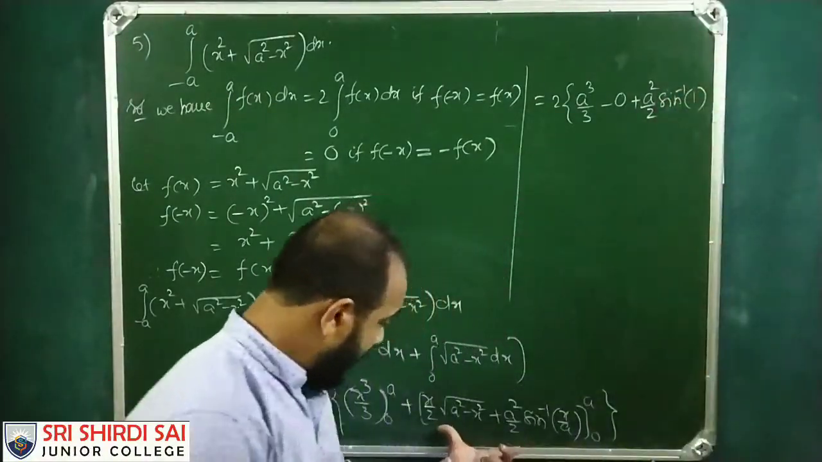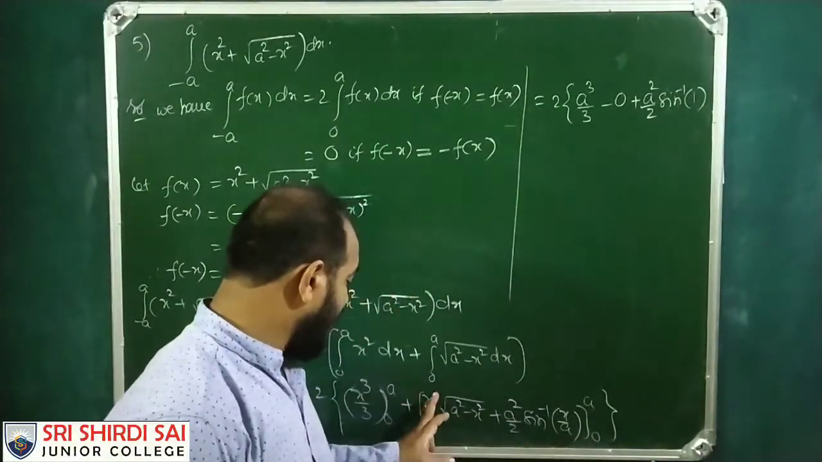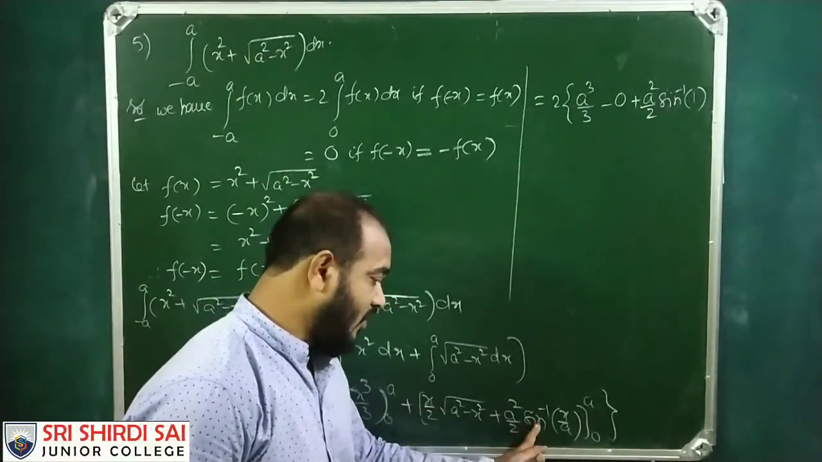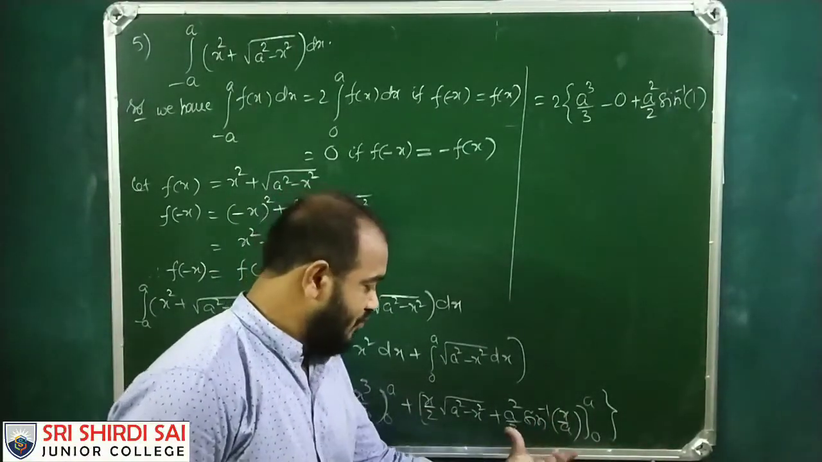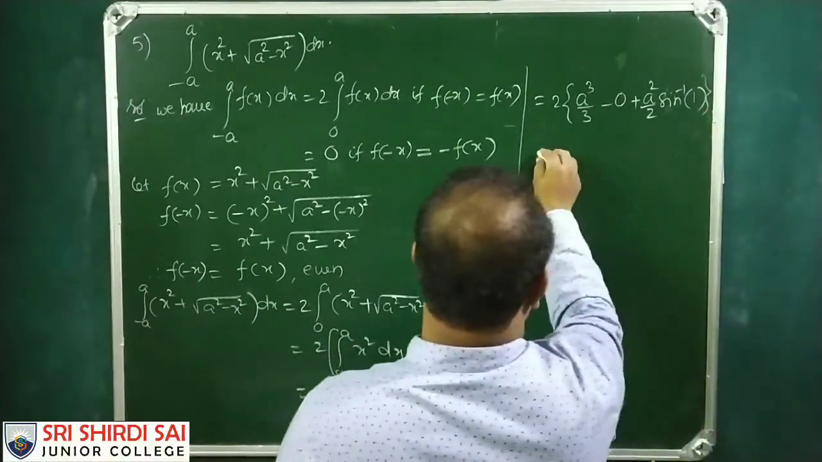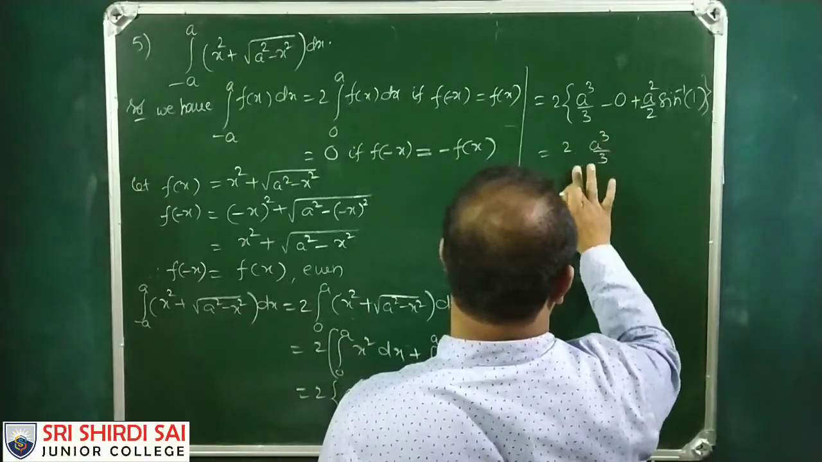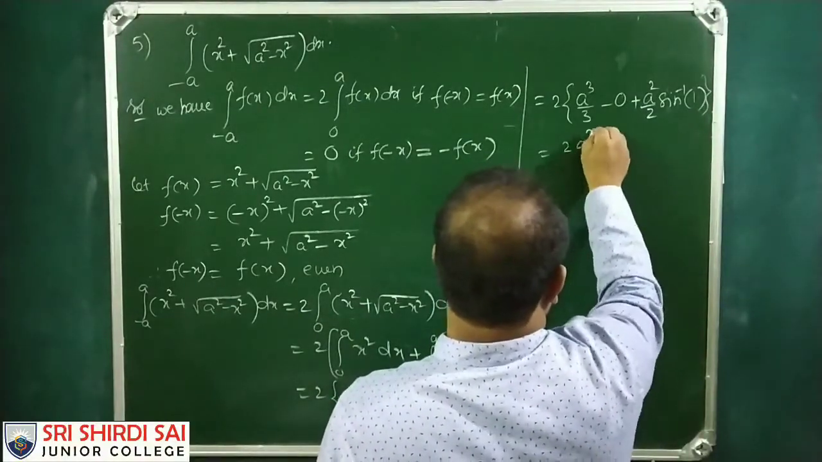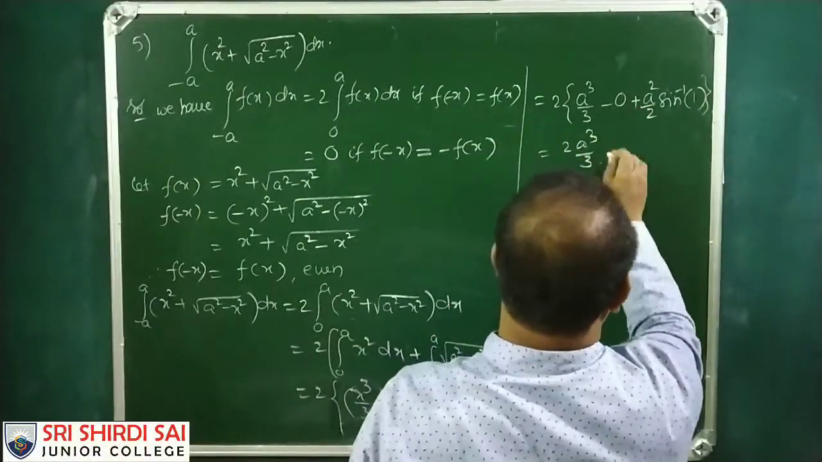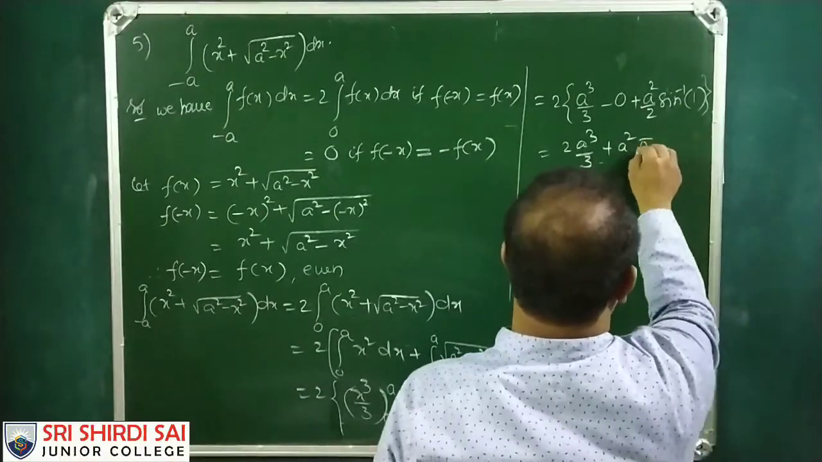This is upper limit minus lower limit. So 0 you substitute here, 0 by 2 into something, so 0, a square by 2 sine inverse 0 by a is 0, so this is 0. So anyway we are left with this only. So this is equal to 2 into a cube by 3, or 2a cube by 3, plus 2 gets cancelled, a square sine inverse 1 is pi by 2.